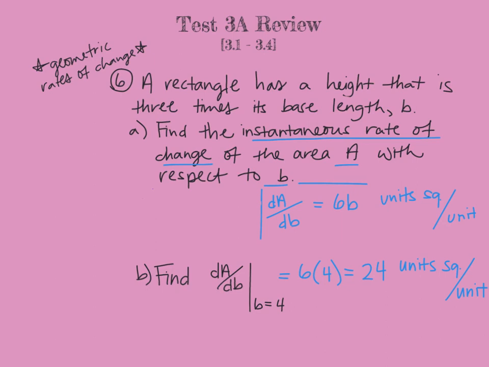For part B, we need to find dA/db when b equals 4, meaning I'm going to plug 4 in for b, and it's going to be 24. I'm going to put units on this. The units for this are the units of our area, which is just units squared. I didn't say what the particular unit is. Units squared per unit. I didn't say centimeter or inches or anything like that. And so we can also say that this is squared units per unit, since it's area changing with respect to base length.